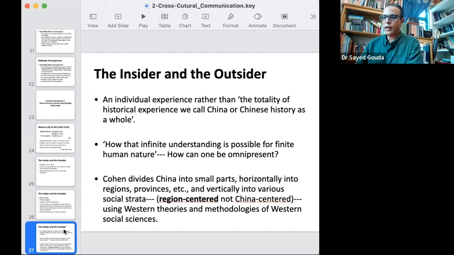And also he asks how that infinite understanding is possible for finite human nature. To understand history as a whole is something almost infinite, something very, very difficult. It's very difficult for one person, one scholar, who is finite, to understand that infinite history. How can one be omnipresent, to be everywhere, to understand what has happened in history at the same time in different places? So he offers this approach to study Chinese history, which is so huge and stretches throughout thousands of years. How can one scholar understand all this history?